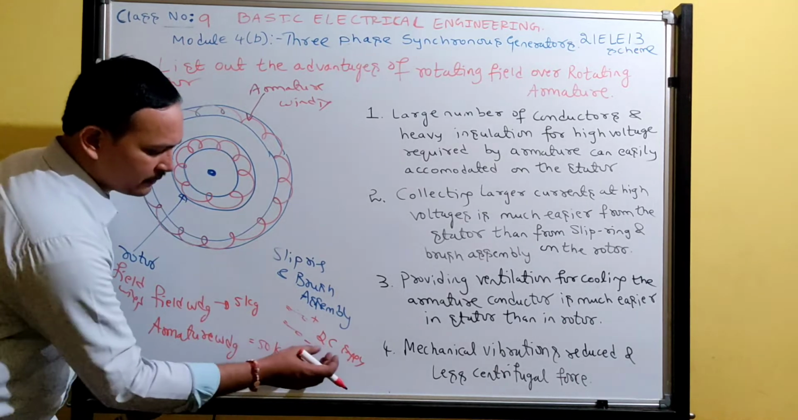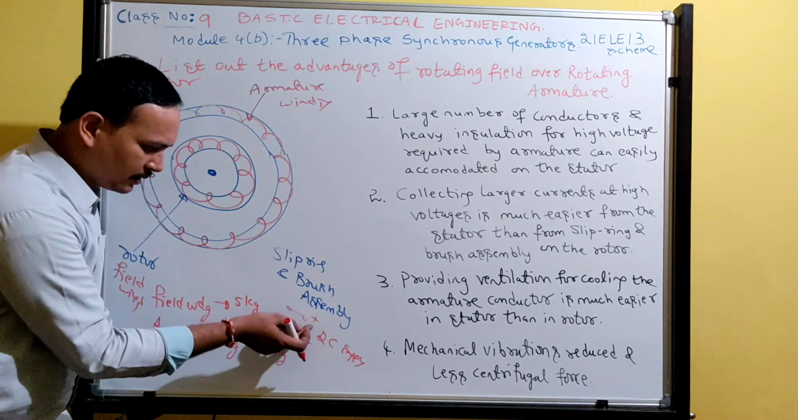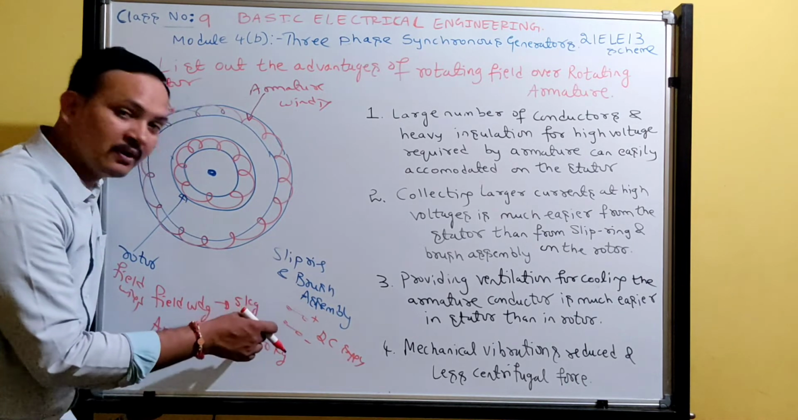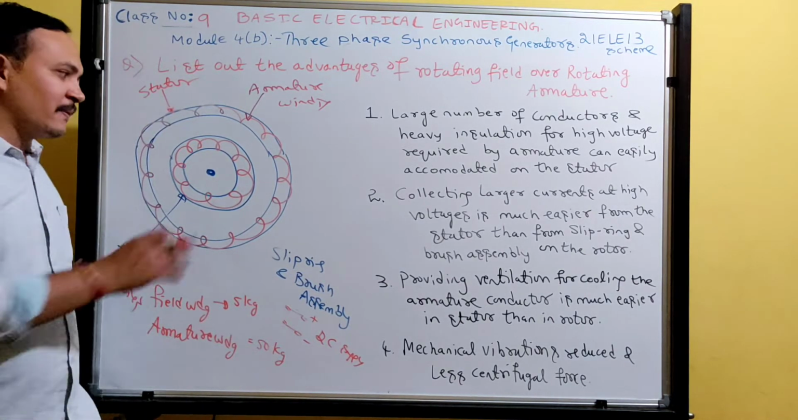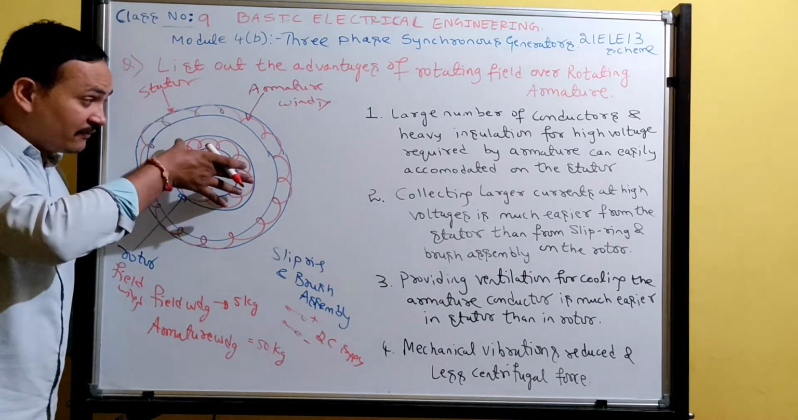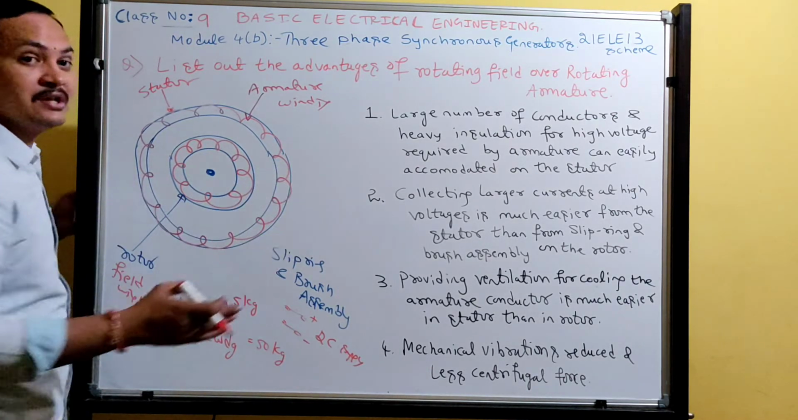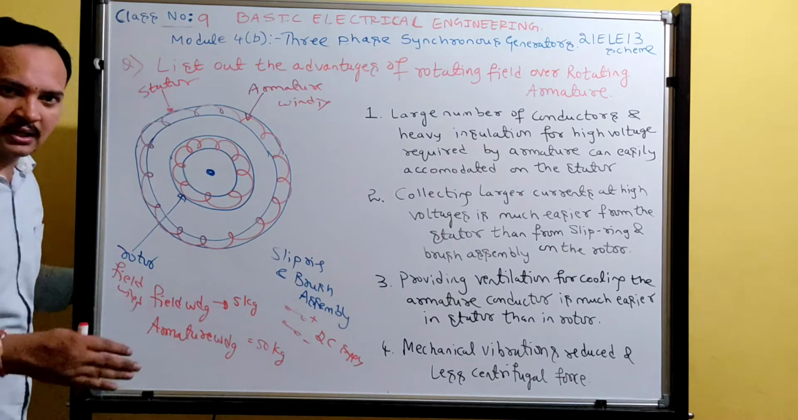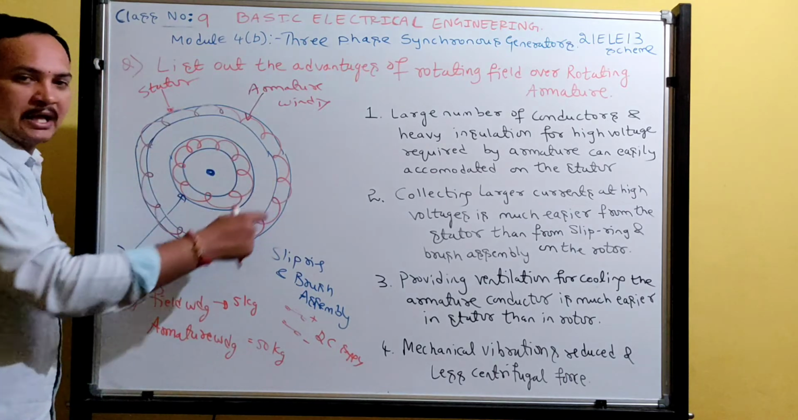Okay, got it? So when supply is given to brushes, brushes receive that supply and touch the slip rings. Through the slip rings, current is carried to the field winding. Whenever current flows in the field winding, a magnetic field is produced. That magnetic field is rotating, the rotating field cuts the stationary conductors, and then high voltage is generated.